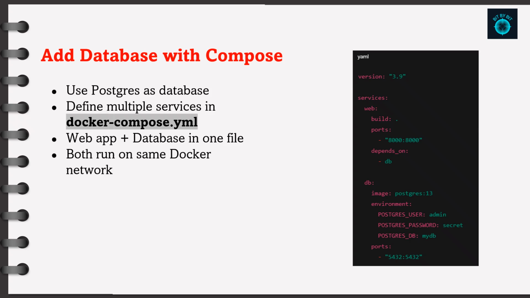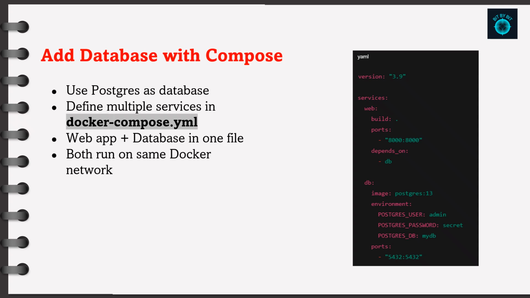Notice the line depends_on: db. This means the web container depends on the db container. Docker Compose will start the database container first and then start the web app. This ensures that the FastAPI app doesn't try to connect to the database before the database is ready.